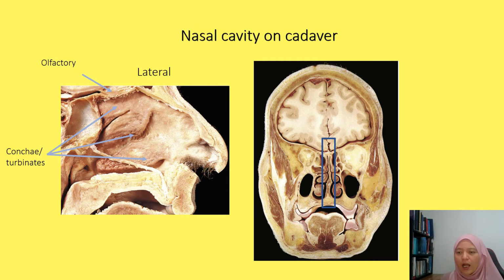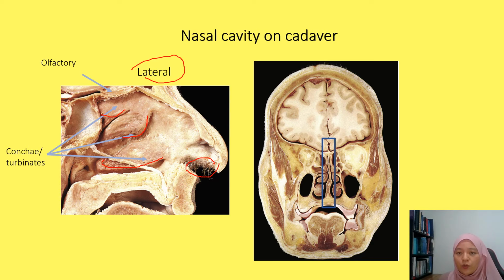This is how the nasal cavity looks on a cadaver. This is the lateral wall of the nasal cavity, and this is your nostril. You have the superior turbinate, middle turbinate, and inferior turbinate, or concha. The area below each turbinate is the meatus. And this is your olfactory area in the nasal cavity that is responsible for your sense of smell, and it contains the olfactory nerve.